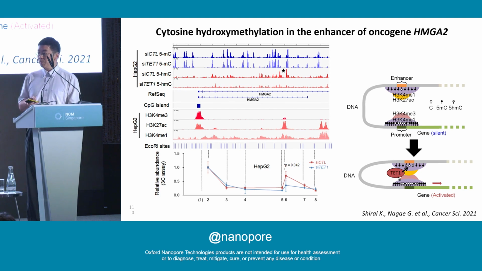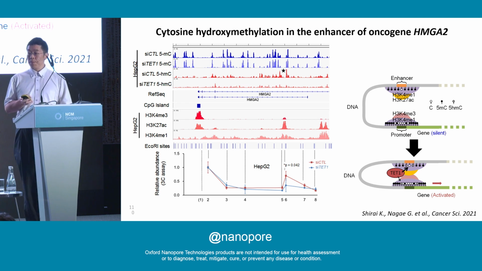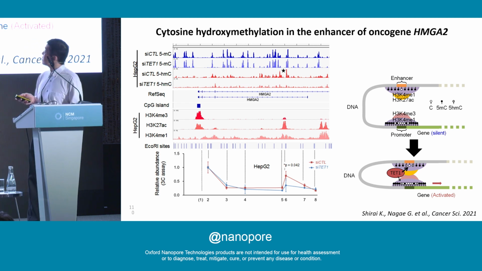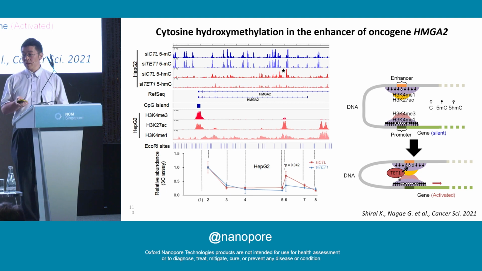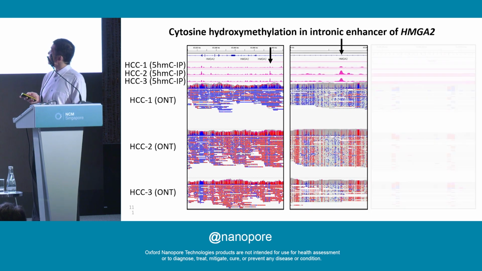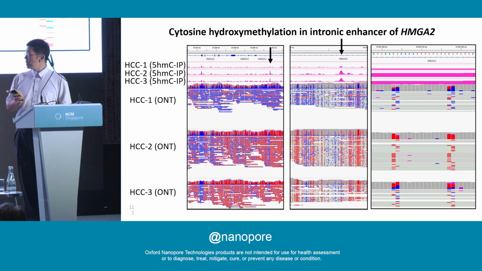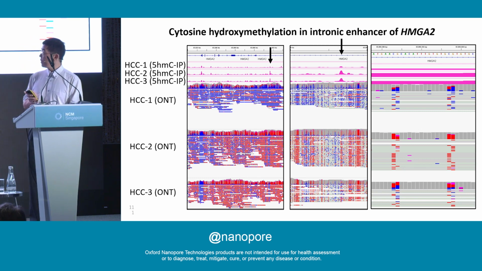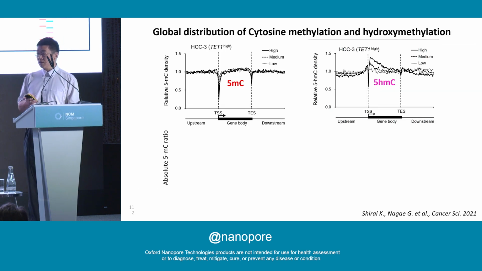Another example is the ectopic activation of the oncogene HMGA2, where we found that the enhancer signal is very critical for gene regulation by chromatin looping between the promoter and enhancer region. We can also see the 5-hmC signal in this ectopic enhancer region. So this 5-hmC detection approach is very useful for studying de novo activation in cancer genomes.